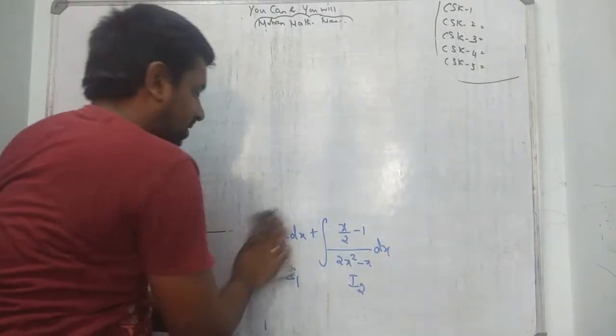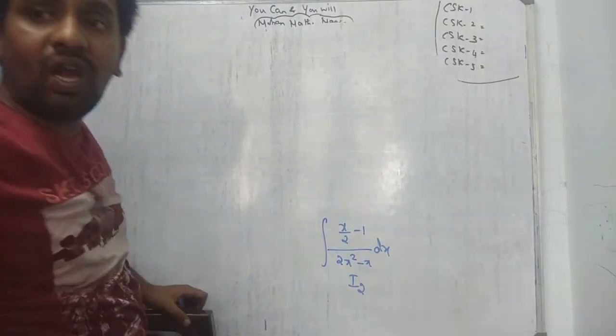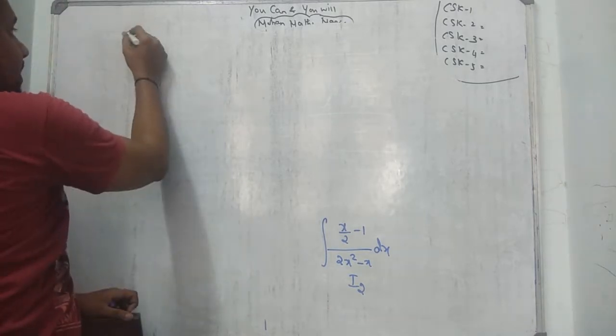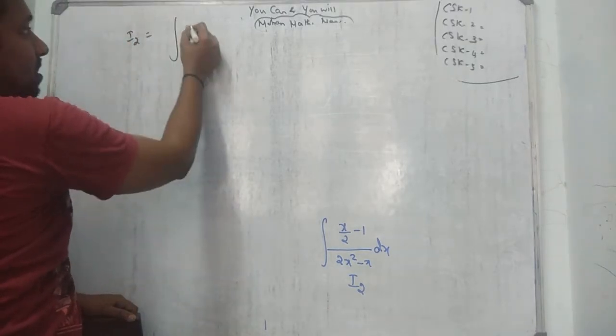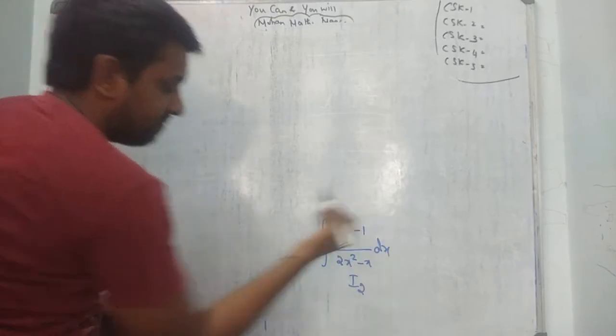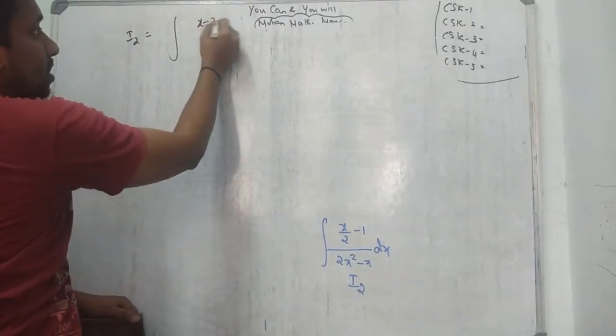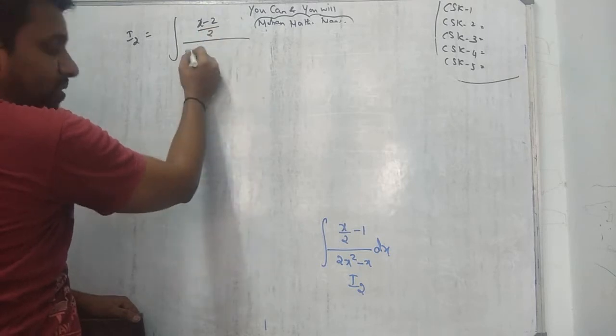I1 is completed. Now I move on to I2. What is I2 given? So I2 is, therefore I2 is, you can take LCM also. You will take LCM. This becomes x minus 2 upon 2, and here take the x common.